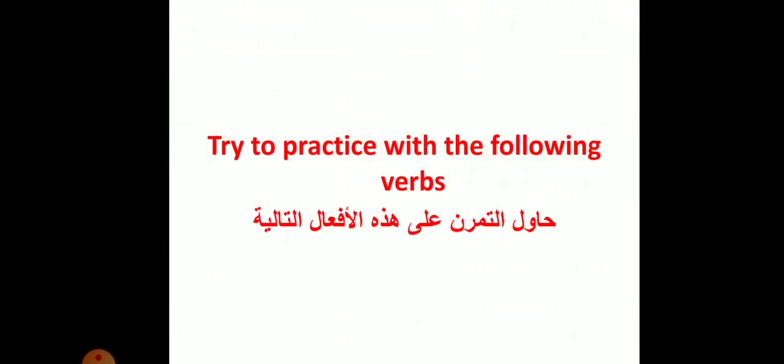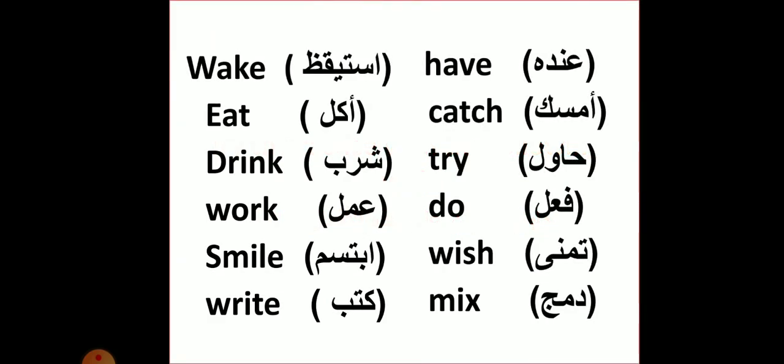Try to practice with the following verbs. Verb to wake, eat, drink, work, smile, write, have, catch, try, do, wish, mix. Okay? So try to practice with what we saw before and of course using the auxiliary do. Okay? Do in I, we, you, they, and does in he, she, and it.